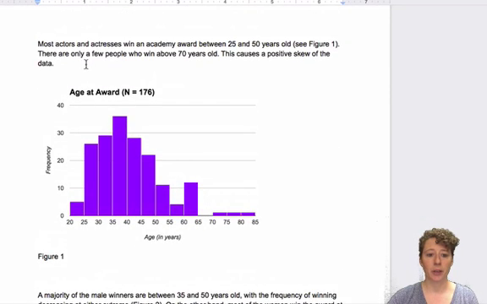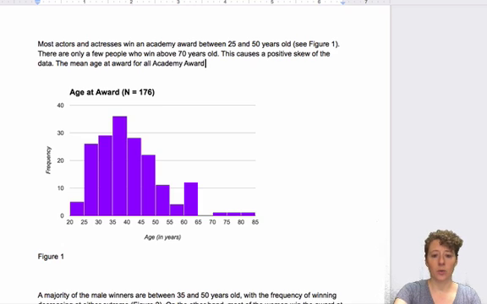Let's go back up to where we were talking about the whole population. Mean age at award for all award winners is 40 and a half years old. And we're going to include the standard deviation here. Was 11.08. Again, I'm using my 2 decimal places APA format.